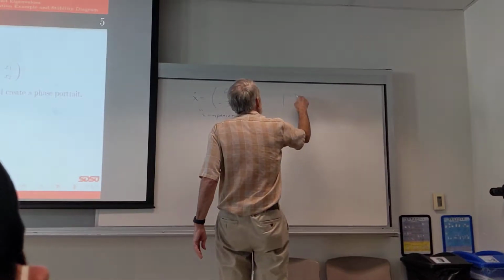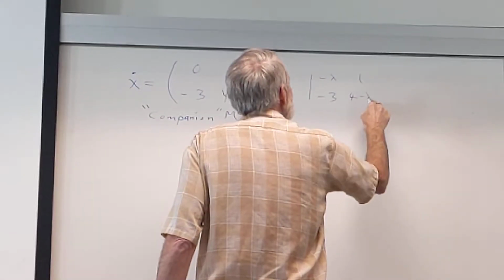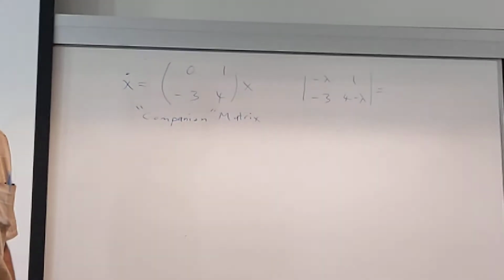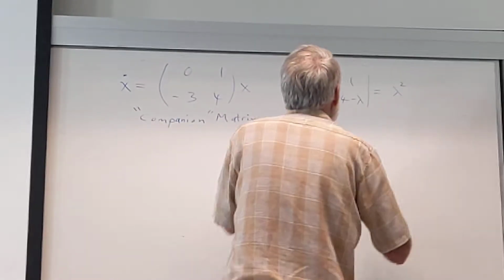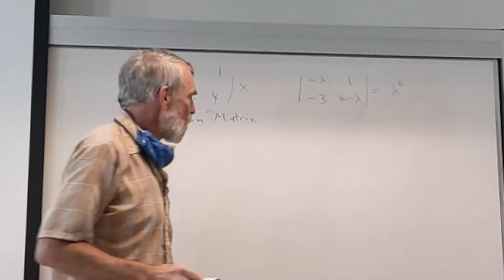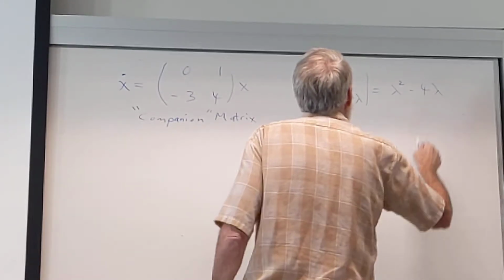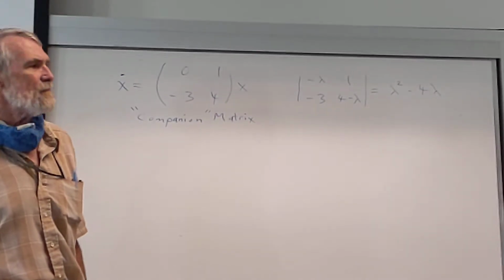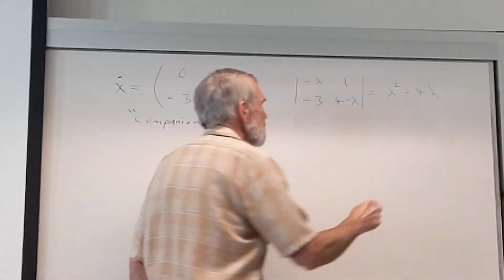Determinant of minus lambda, 1, minus 3, 4 minus lambda. All right, expanding that particular equation, we're of course going to get a lambda squared from the diagonal. Also from the diagonal, what do we get? Minus 4 lambda. And then what do we get as far as the constant term? Plus 3, from the off diagonal. Okay?